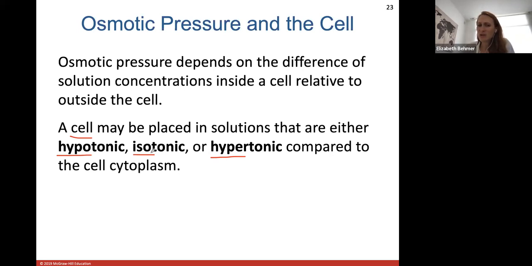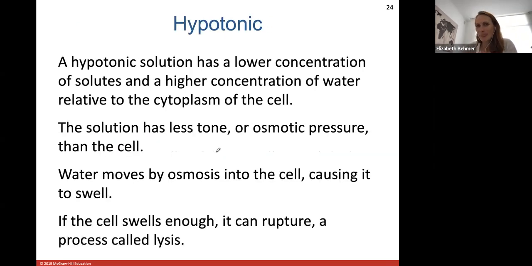If I put a cell into an isotonic solution, iso means same. So we're placing a cell that has an inside concentration of something into a solution that also has the same concentration relative to that cell's cytoplasm. And if we put a cell into a hypertonic solution, hyper means more. So the solution that we're putting the cell in is more concentrated compared to the inside of the cell cytoplasm. So this goes into a little more detail.